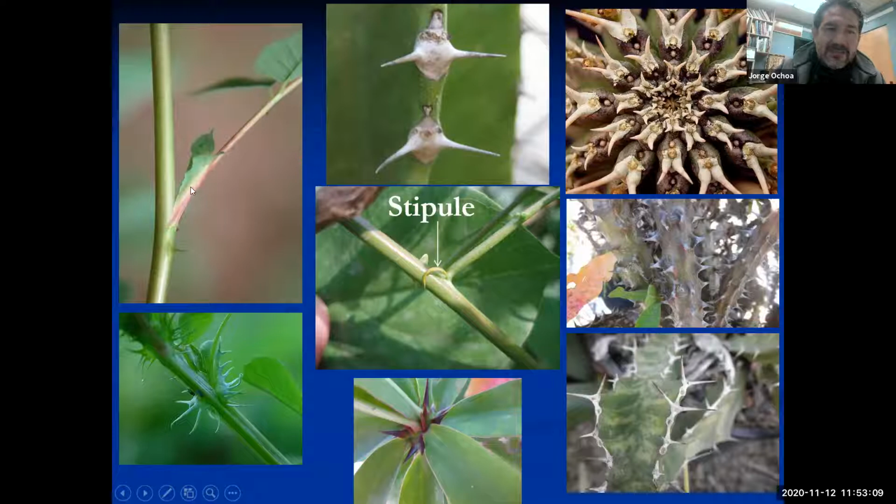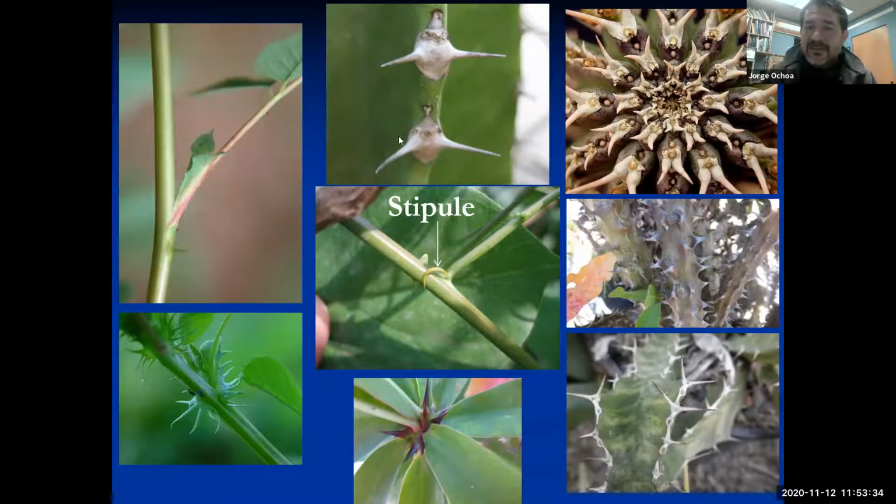Here are the stipules on a rose. They're going to be those leafy-like structures. And then the stipules on a pea are going to be kind of fingery or ferny. And so that structure is what's going to be modified into the prickles or the spines on the euphorbias or the spurge. And that is why there's always going to be two.